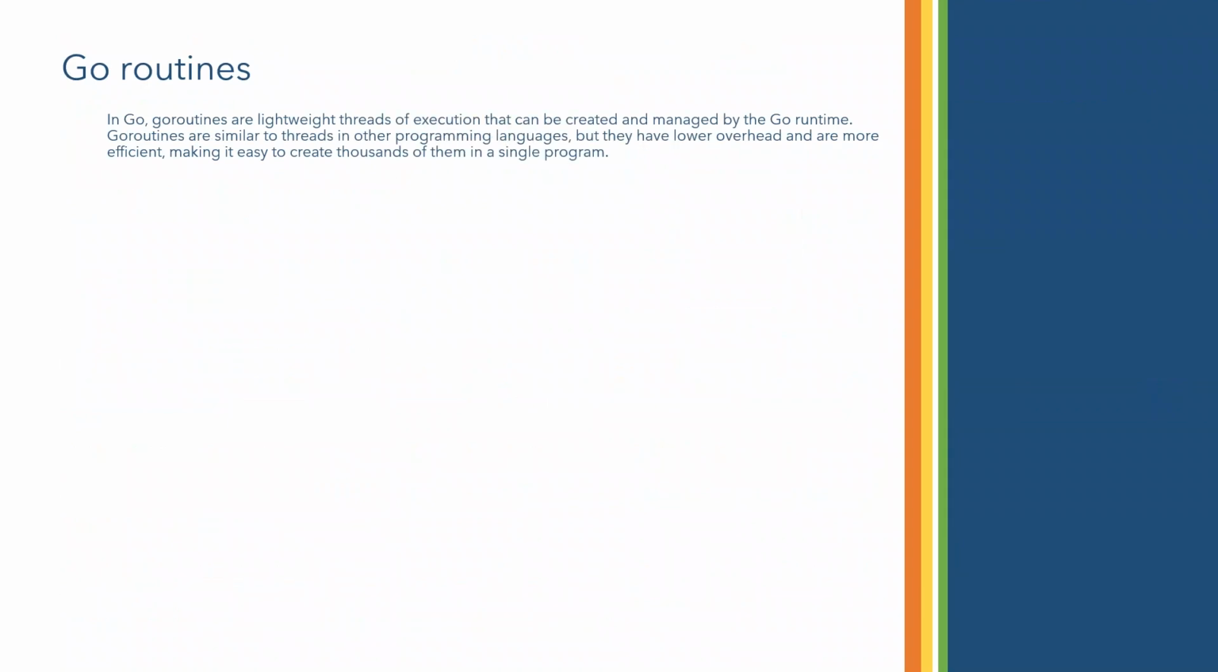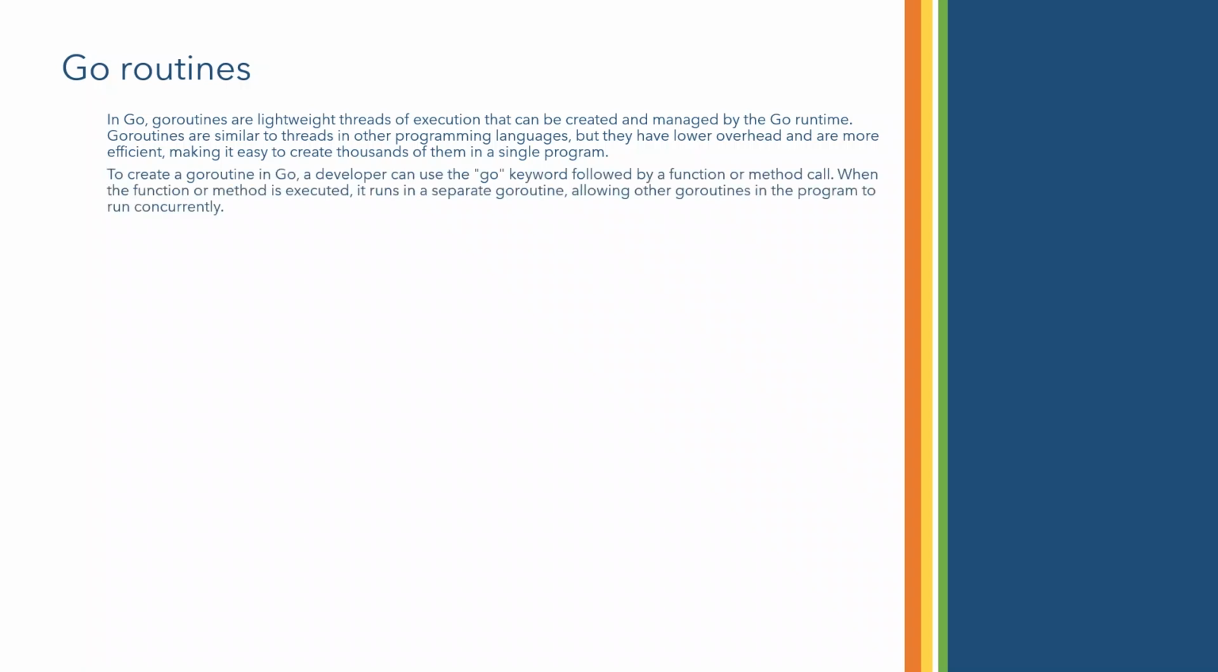What are Go routines? In Go, Go routines are lightweight threads of execution that can be created and managed by the Go runtime. Go routines are similar to threads in other programming languages, but they have lower overhead and are more efficient, making it easy to create thousands of them in a single program. To create a Go routine in Go, a developer can use the go keyword followed by a function or a method call.